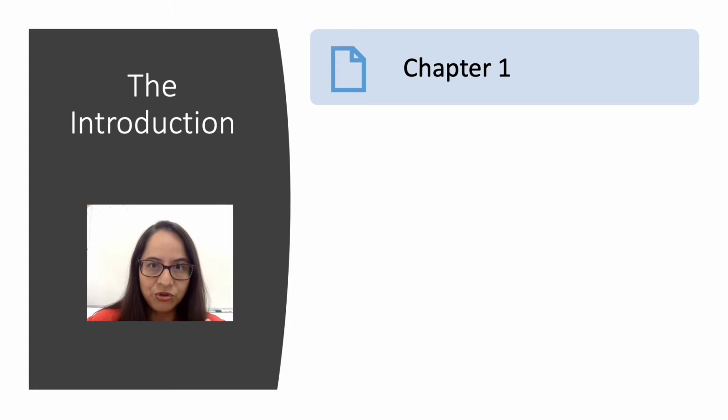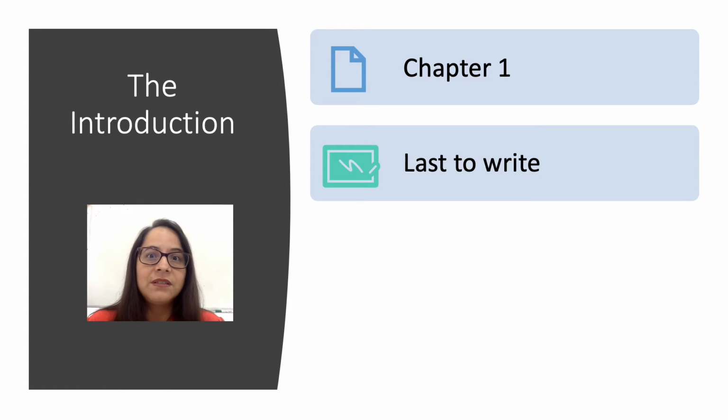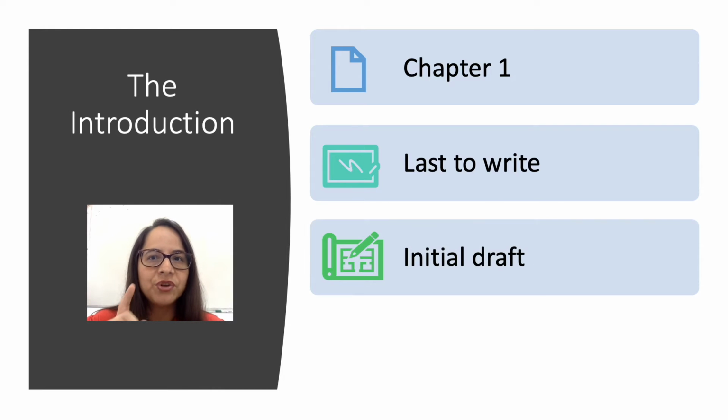Now, the introduction might be the first chapter of your paper, but it is the last section that you write. Your research will be evolving along its process, and your introduction needs to be the presentation of your final product. Nevertheless, writing a draft of the introduction at the beginning of the research process is not a bad idea.